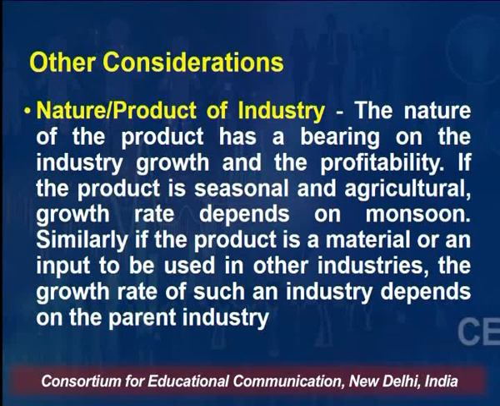If the product is seasonal and agricultural, the growth rate depends on the monsoon. When I talk of the sugar industry, the price depends on a good monsoon. If there is a good monsoon, there will be good sugarcane production in the country, there will be larger production by the sugar industry, and they will make good profit. If the product is a material or an input to be used in other industries, the growth rate of such an industry depends on the parent industry. So this is one of the natures of the industry. Nature of competition.